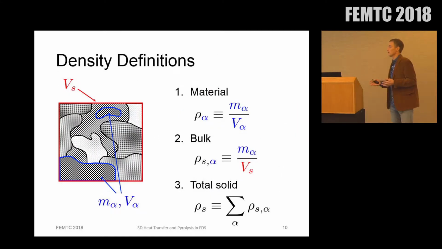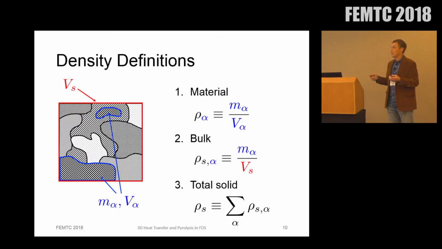Now I want to switch over to talk about pyrolysis. To get going on talking about pyrolysis, I want to first give a couple of definitions. First, what is the material density? This is a property of the material. If you take a small volume that the material occupies and you look at the amount of mass of that specific material alpha in that volume, then the material density is a property of that material.